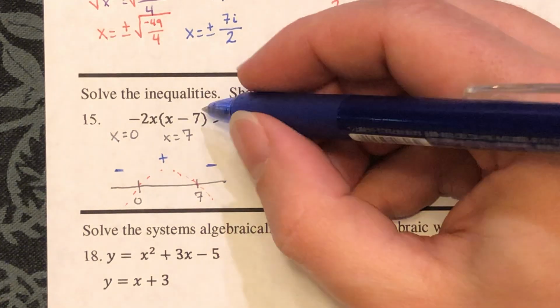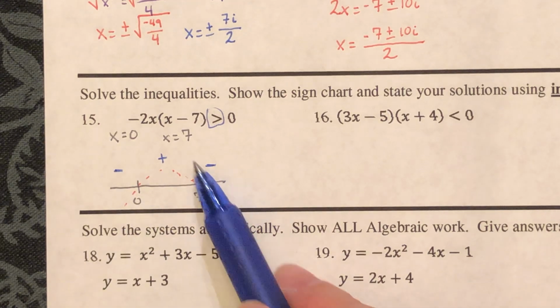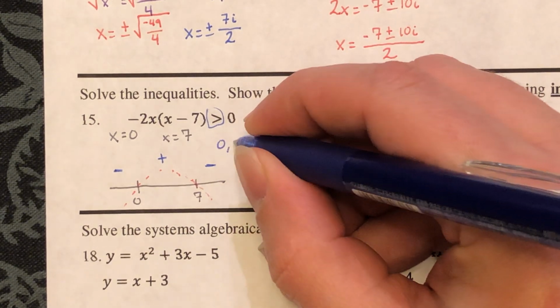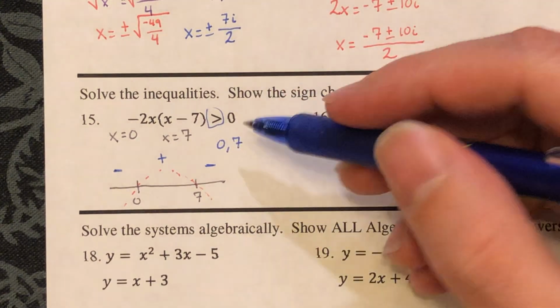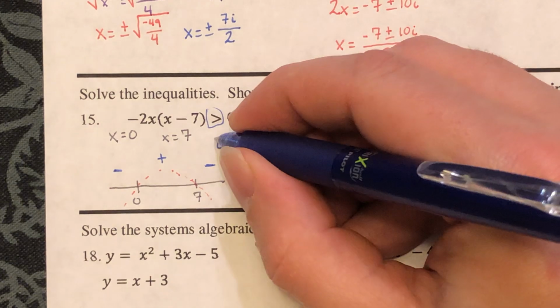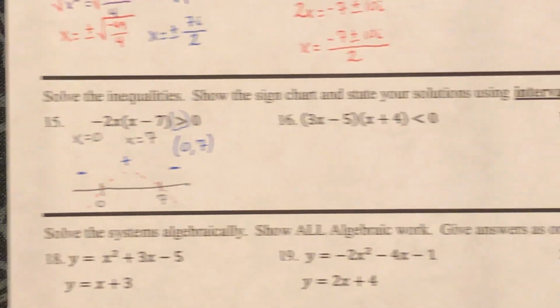I then need to look, what is my inequality? This wants values that are greater than 0 or positive. So I'm going to say, well, the positive interval is from 0 to 7. And it doesn't want or equal to, therefore I close it with parentheses, remembering my interval notation.